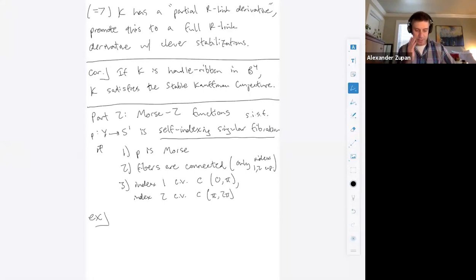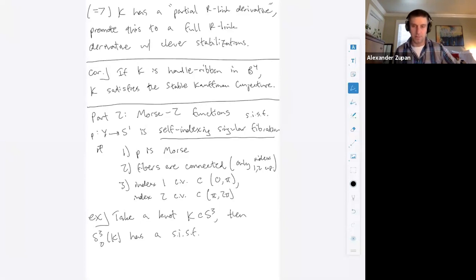And so what is an example of this? Take a knot K in S3, then the 0 surgery on K has a self-indexing singular fibration. So every knot exterior has this. It's not fibered, but every knot is almost fibered up to singularity. There is a circular Morse function if I remove the knot, with fibers a bunch of Seifert surfaces. And then if I cap each Seifert surface off with a disk, I get an SISF on the 0 surgery. And so if the knot K is fibered, this SISF that results is an honest fibration, right? Honest fibrations are SISFs by definition because there are none of these critical points.